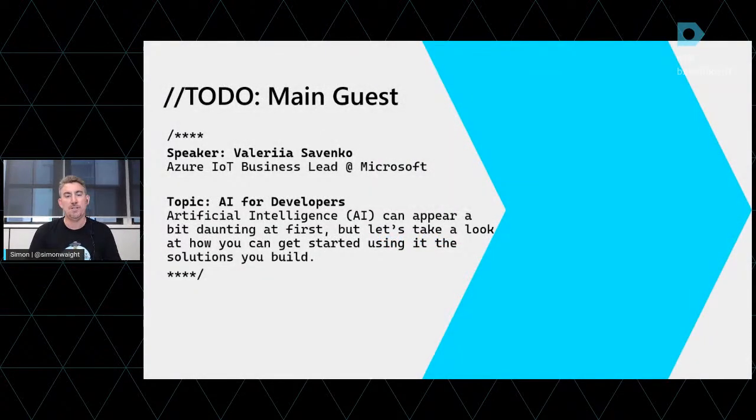So this week we're joined by Valeriia Savenko, who's one of my colleagues in the Azure Business Group here in Australia, and Val's focus is on IoT, but she does a lot of other things. She's a passionate developer. She's really hyper interested in AI, has done some really interesting work in her time at Microsoft Australia in this space as well. Today what she's going to talk about is AI for developers.